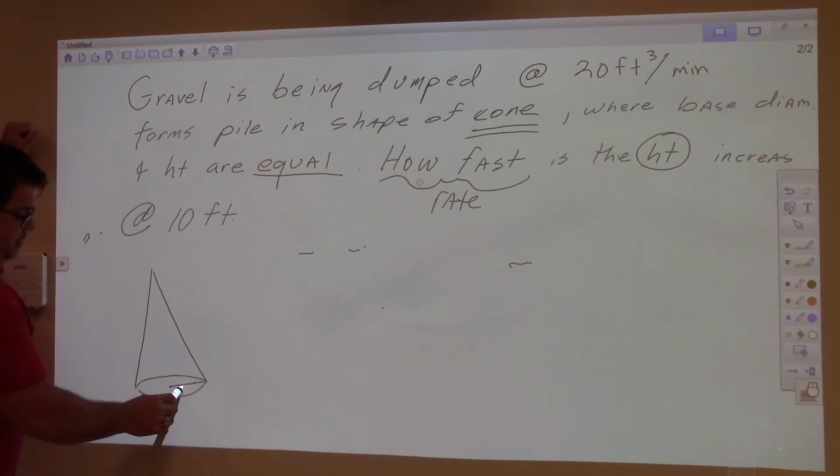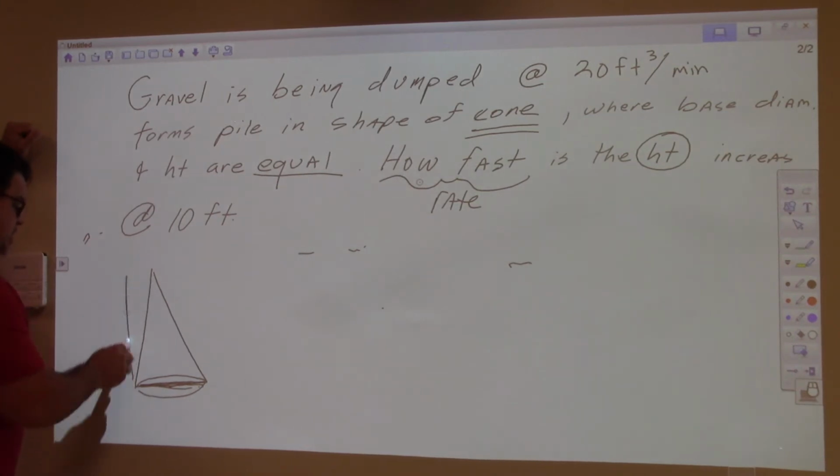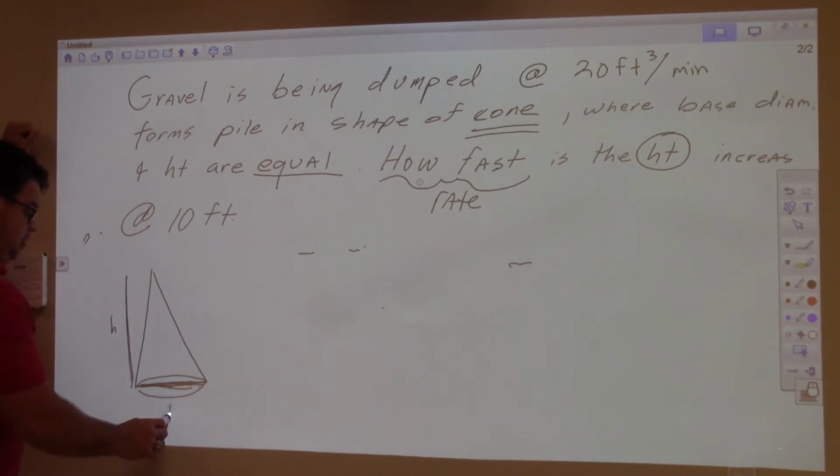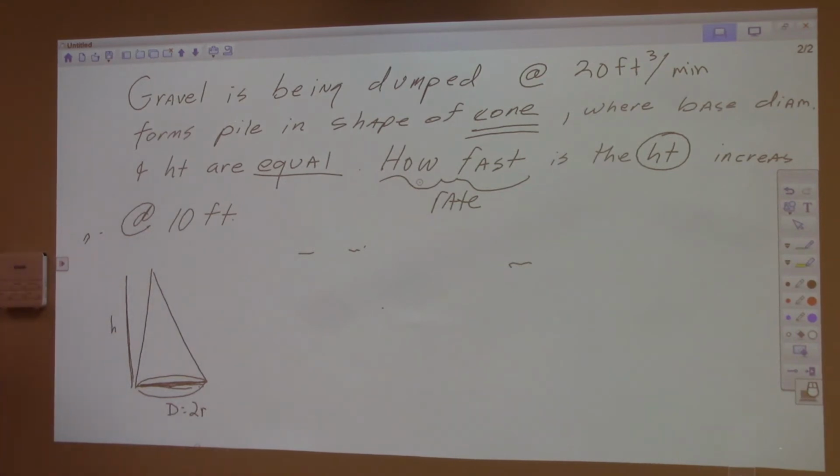we can say 2R, or we know that this distance right here is equal to this distance right here. Okay, so the height is equal to the what? Diameter. The diameter is equal to 2 what? 2R.